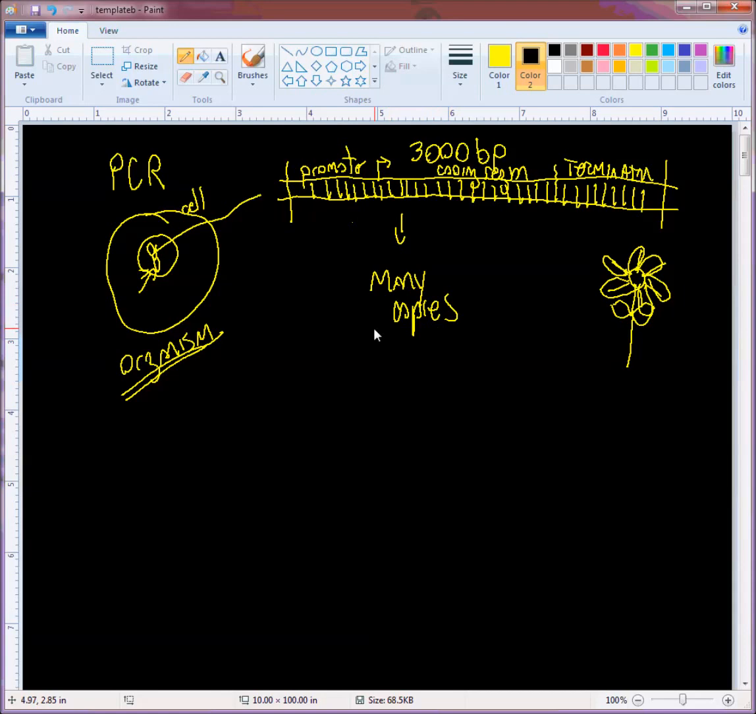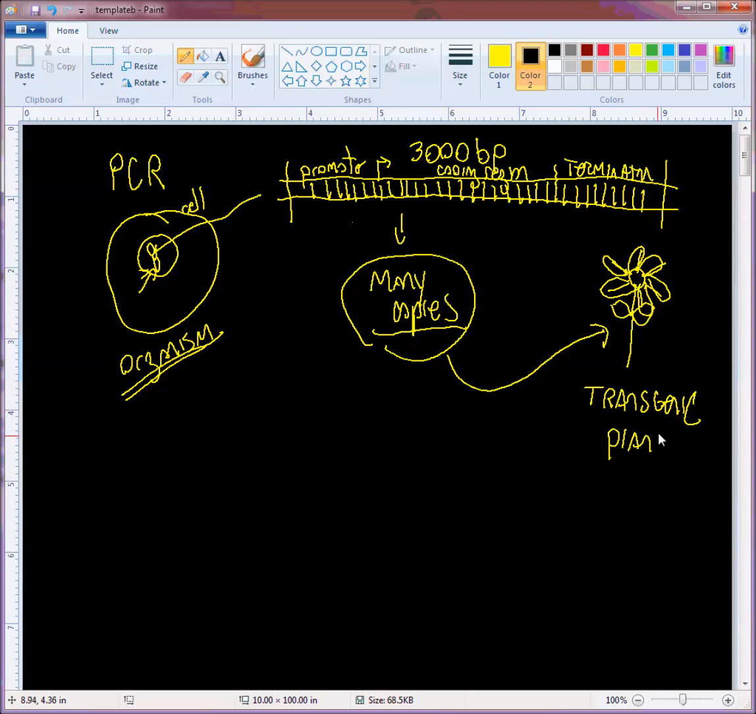The reason we want to make many copies is it's kind of hard to take a gene from one organism and move it into another. The more copies we have, the easier it is to move that gene into another organism. So we're going to use PCR to make many copies, and that's going to allow us to take that gene and put it into the genome of our plant over here, and that's going to make our transgenic plant, otherwise known as a genetically modified plant or genetically modified organism.